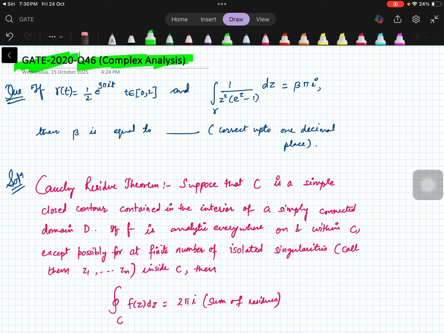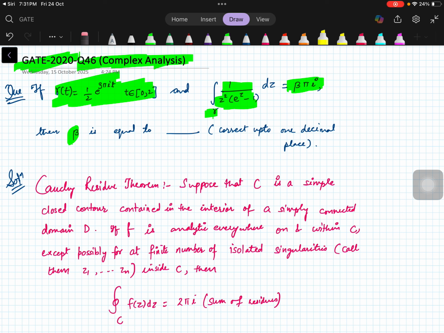It says that if gamma is equal to 1 by 2 e raised to power 3 pi iota t, and the integral of 1 upon z square e raised to power z minus 1 along this gamma is equal to beta pi iota, then what is the value of beta? Here we are going to use the Cauchy residue theorem.